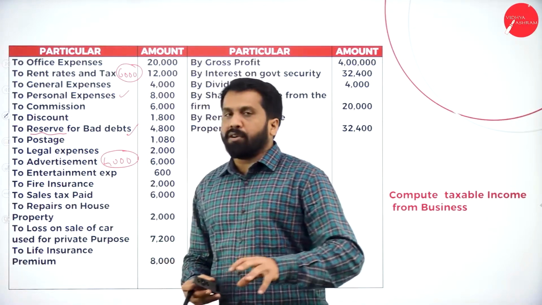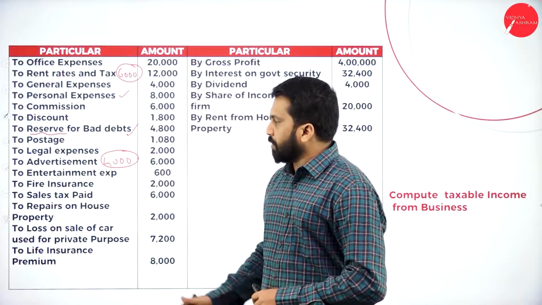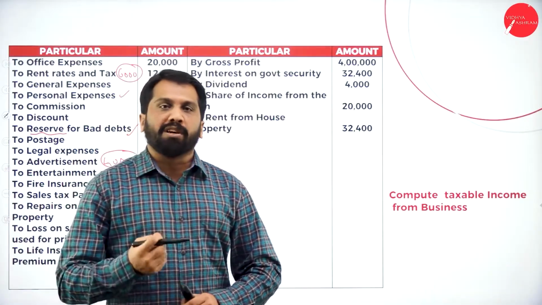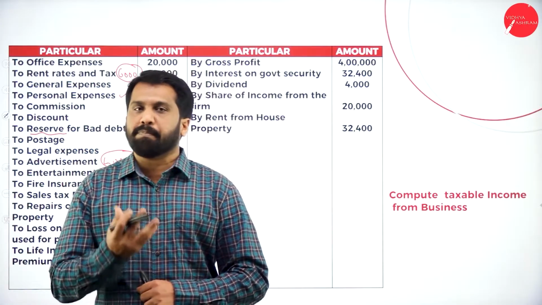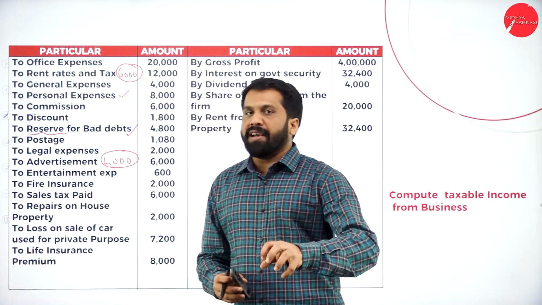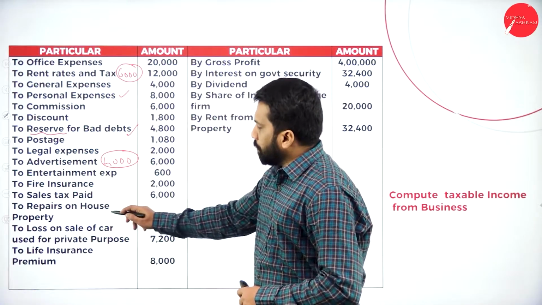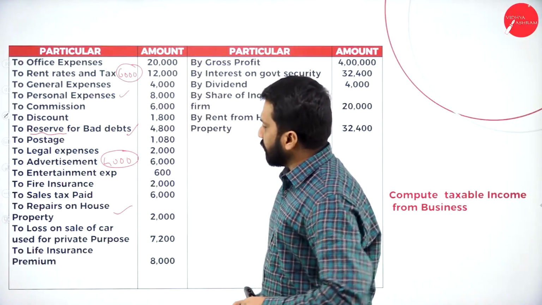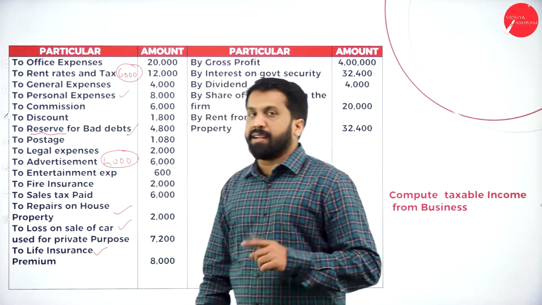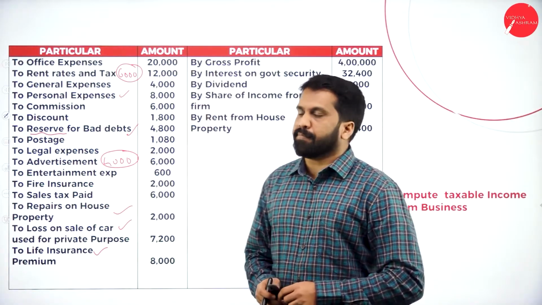Fire insurance: if you want to keep your stock safe, you have to make insurance on your godown. That insurance we call fire insurance. Sales tax is part of the business, because without paying tax you cannot sell your goods. Right now we don't have sales tax. Right now we have GST. All your indirect taxes are now replaced by GST. Then repair on house, your personal, please take because it is personal. Loss on sale of car, your personal, you are supposed to take. Life insurance premium: again remember, fire insurance is part of the business, life insurance is not part of the business.